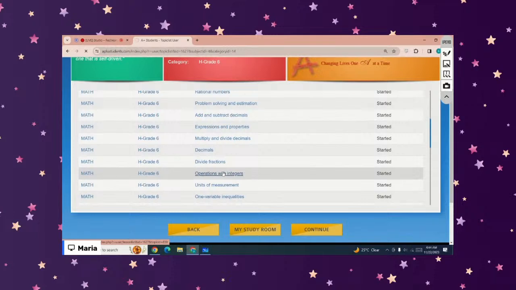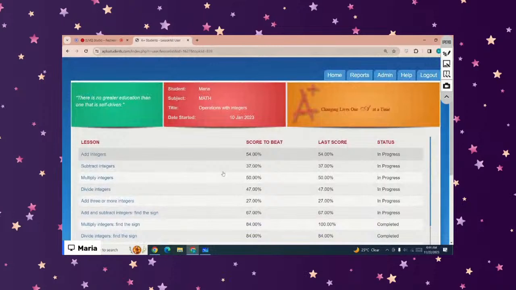Your kid is provided with the email address and password for aplusstudents.com. So if you do not remember the password or you forgot, you can call the administrator. They will give you the email address and password again.